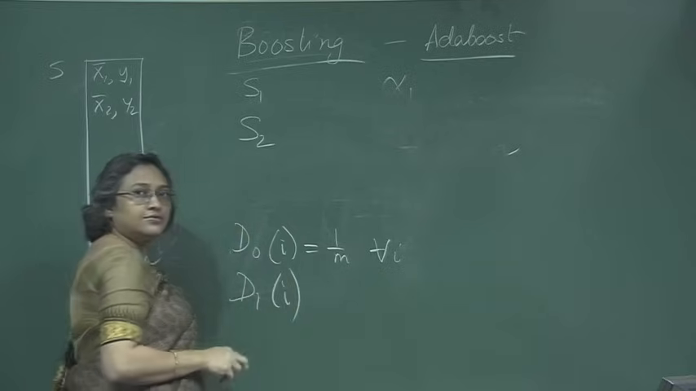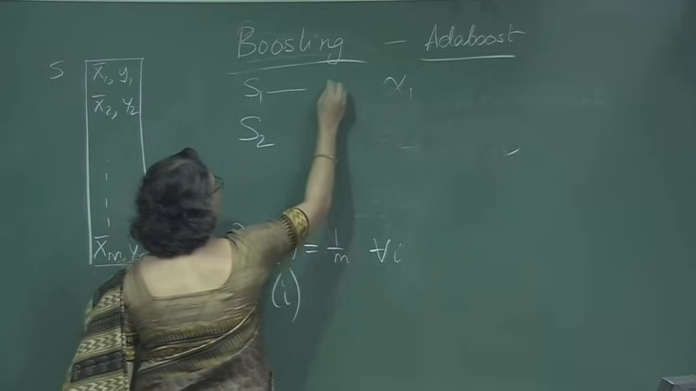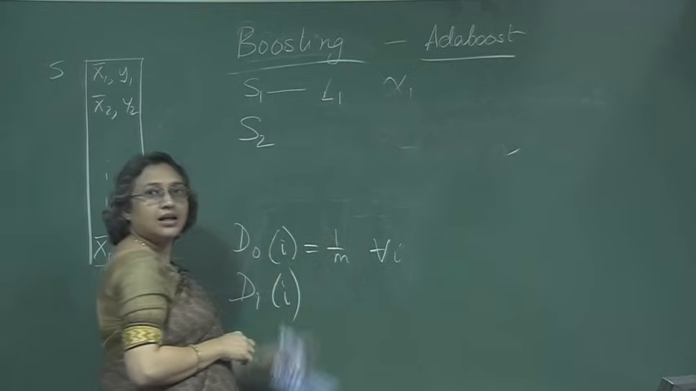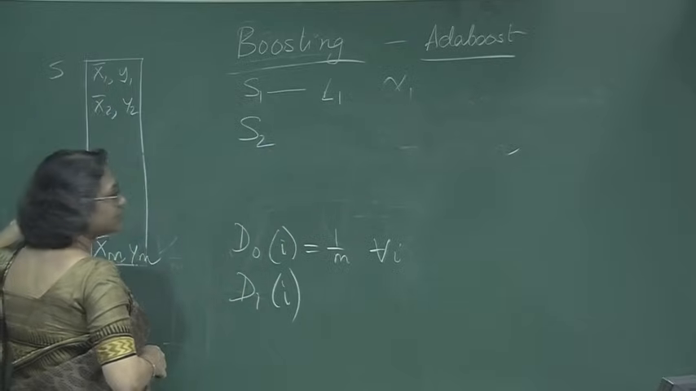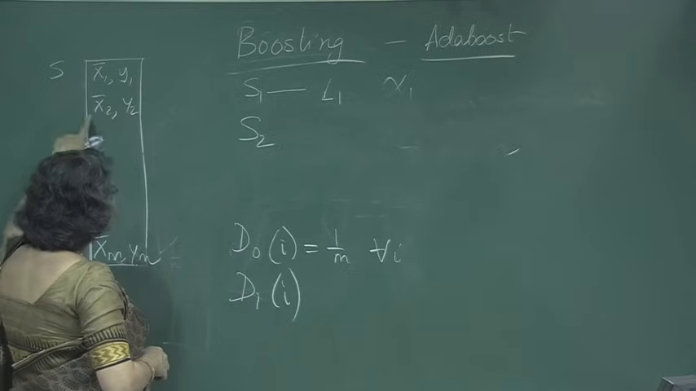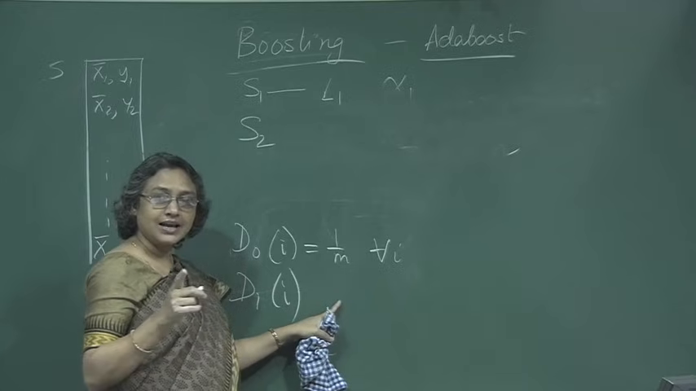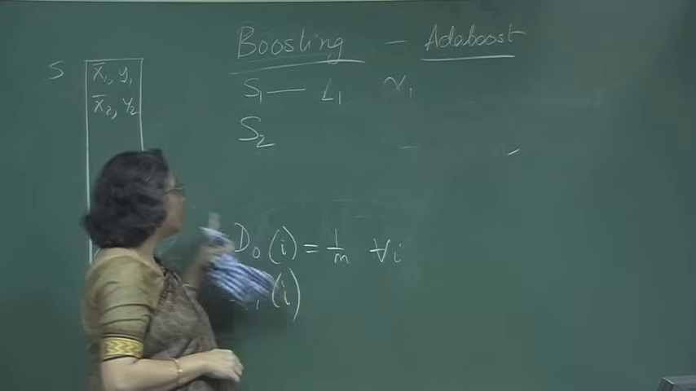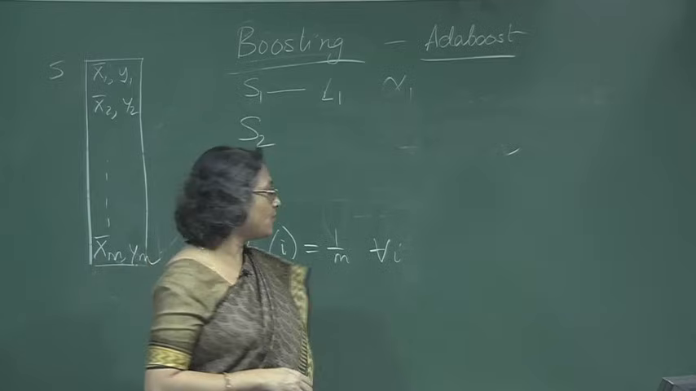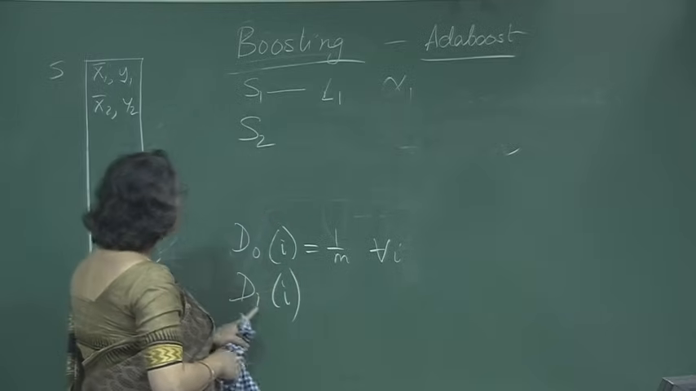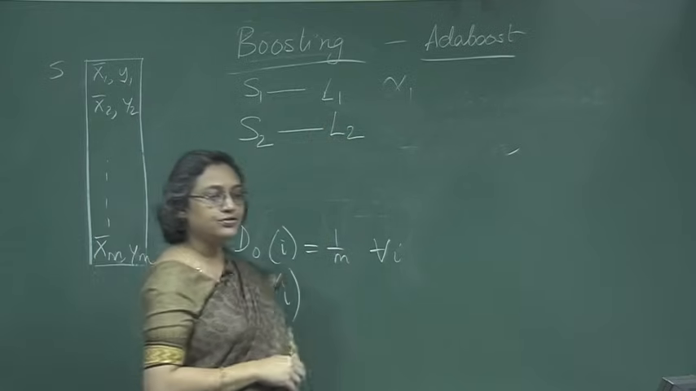From S1 we get a particular learner L1. We find out which training examples L1 classifies correctly. For those training examples that L1 classifies wrongly, we increase d1i. d1i is increased for those examples on which L1 wrongly labels, right. So, we update d1i, and from d1i we sample S2, and from S2 by running our algorithm we produce the learner L2.